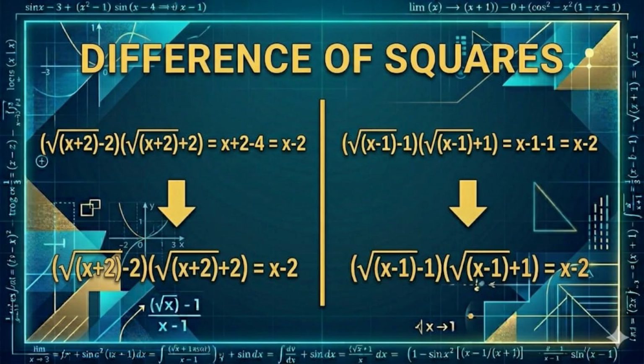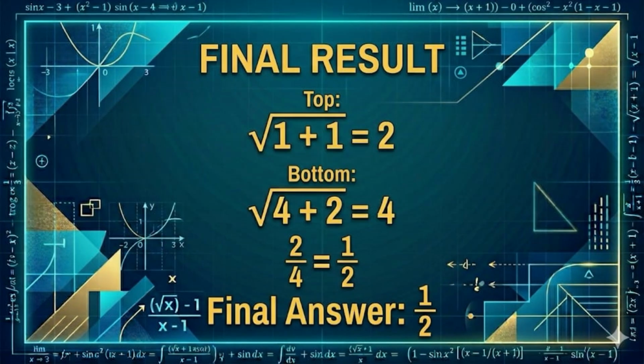After simplifying, the limit becomes the square root of x minus 1 plus 1, divided by the square root of x plus 2 plus 2. Now we substitute x equals 2 again. In the numerator, the square root of 2 minus 1 equals 1, and 1 plus 1 equals 2. In the denominator, the square root of 2 plus 2 equals 2, and 2 plus 2 equals 4. Finally, 2 divided by 4 equals 1 half.